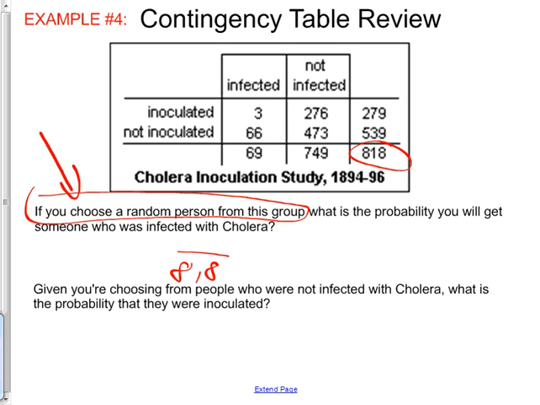And then what did we want? Because that goes on top. The person who was infected with cholera. I don't know why you'd want that, but apparently maybe you want to try to help save them or whatever. Okay, so that would be 69 of them. So do you get how that was 69 over 818?